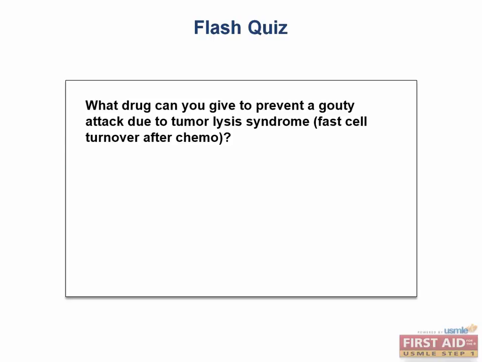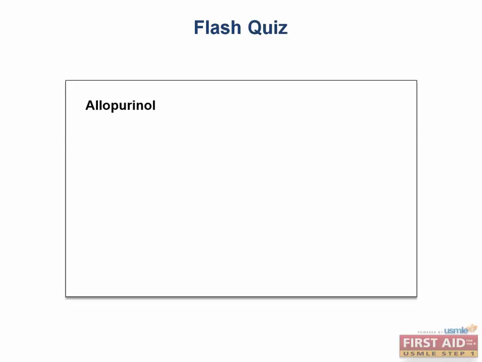Let's have a flash quiz. What drug can you give to prevent a gouty attack due to tumor lysis syndrome? Allopurinol. Here's a pro tip. Should you start allopurinol out of the blue on a patient with sky-high uric acid and gout history? No, you'll absolutely precipitate a flare. Start colchicine instead, so long as the patient doesn't have CKD.